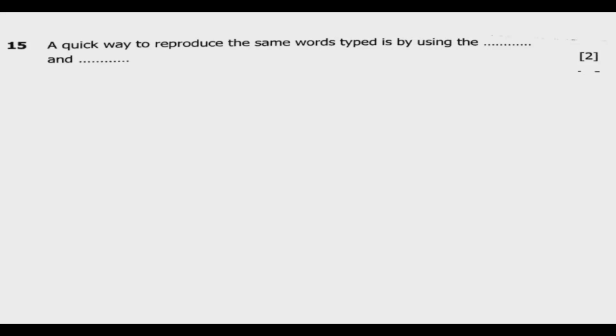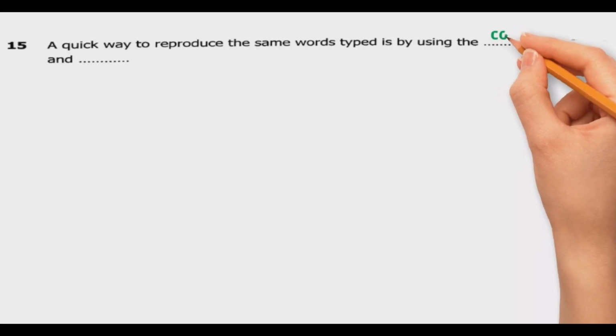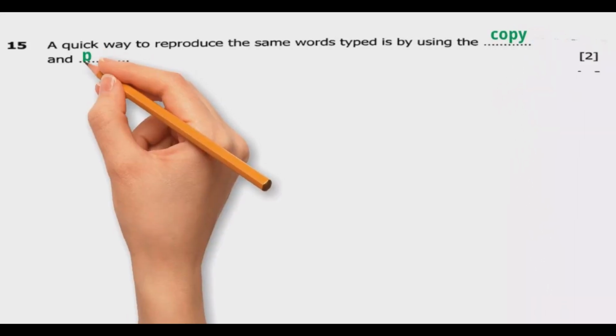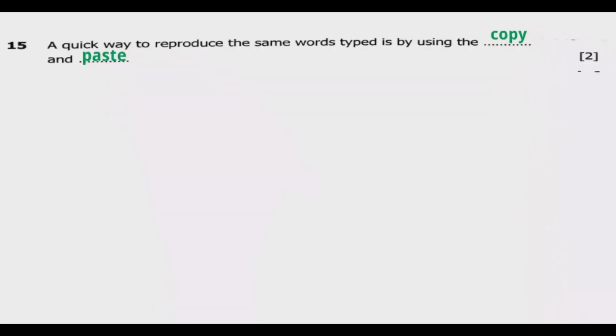Question 15 is as follows. A quick way to reproduce the same words typed is by using the dash and dash. The same way you can reproduce the same words typed is by using copy and paste. Someone can spend hours typing maybe a book that may have even 500 pages.